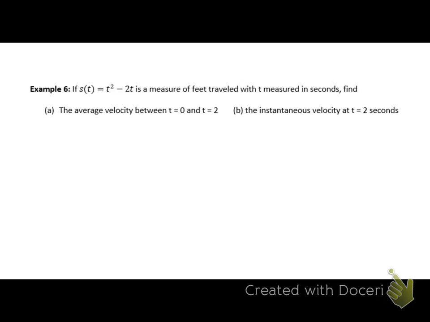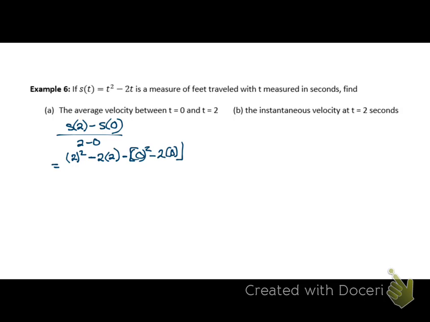All it means is that our instantaneous velocity is going to take a little bit more work. That's all. The average velocity is still the slope of the secant line. So we're finding s of 2 minus s of 0 over 2 minus 0, which means all we're doing is taking 2 and plugging it into our equation. So that means we have 2 squared minus 2 times 2 minus 0 squared minus 2 times 0.